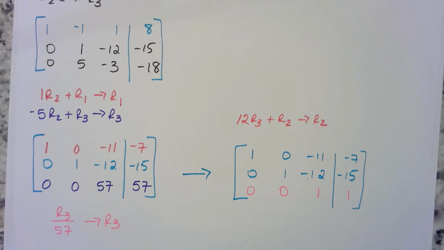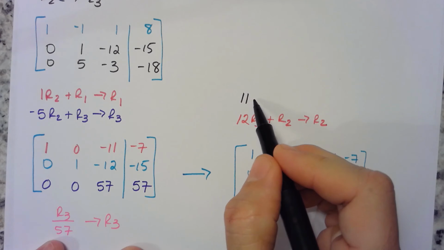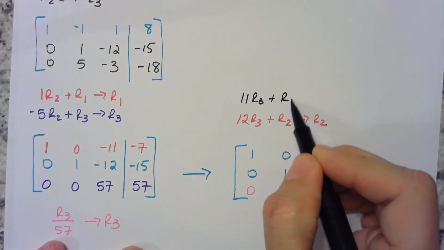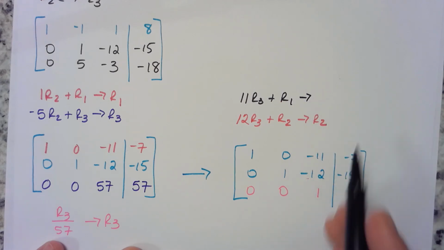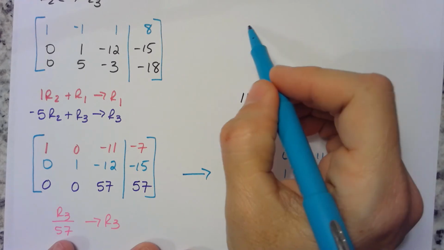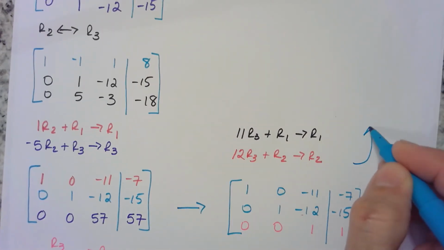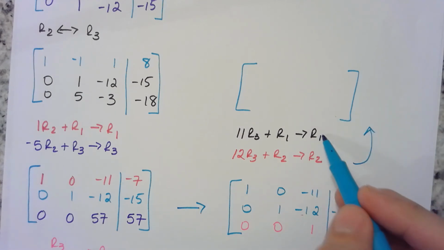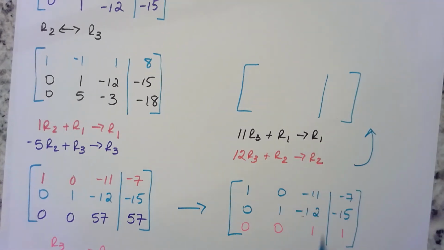And we can also get rid of that negative 11. What do you add to negative 11 to get 0? 11. So 11 times that row with the 1 in it. So 11 times row 3 plus row 1 is a new row 1. Okay, let's do those row operations. We're going up this time. This says I'm getting a new row 1 and a new row 2, which means row 3 stays the same.